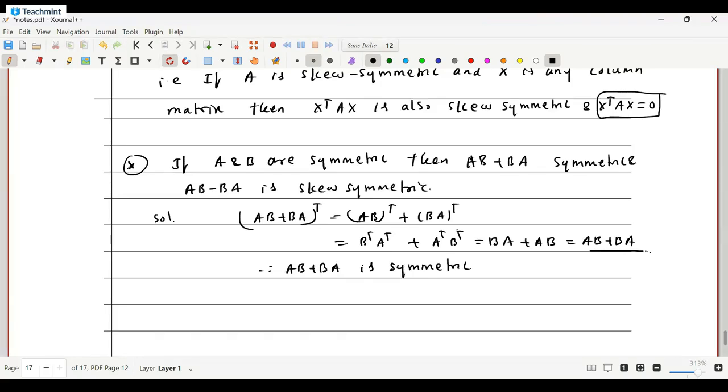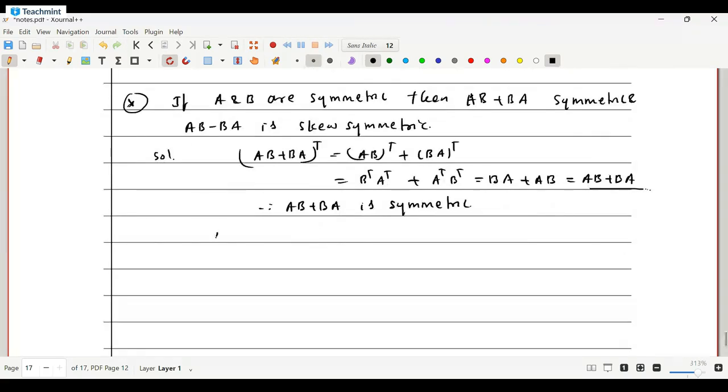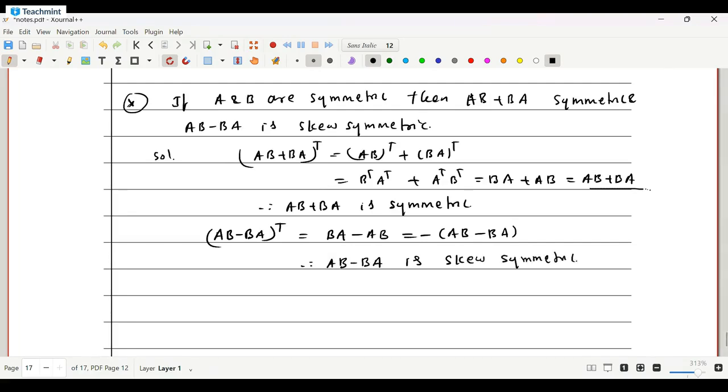And AB minus BA? AB minus BA whole transpose equals, similarly, BA minus AB. Take minus common, then you will get AB minus BA. So therefore AB minus BA whole transpose equals minus of AB minus BA. Therefore AB minus BA is skew symmetric.